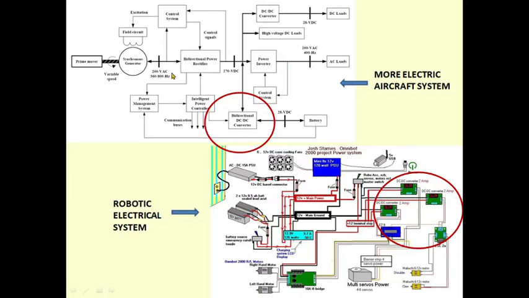Now we are not going into much detail about the power converters used over here, but extensively power electronic converters are used in more electric aircraft systems. And then we have this robotic electrical system, and you can see over here that we are using DC to DC converters.